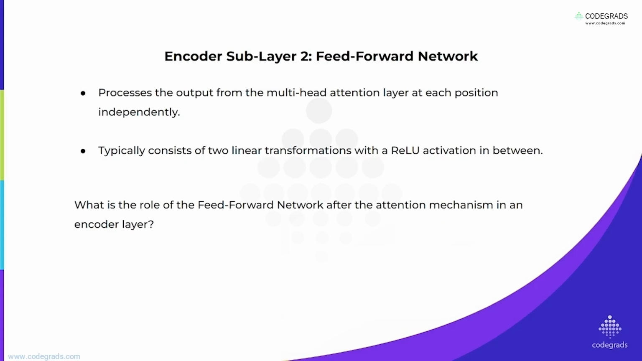Then we have the encoder sublayer, the second one, that is the feed-forward neural network. As per the definition, it processes the output from the multi-head attention layer at each position independently. It typically consists of two linear transformations with a ReLU activation in between. After the attention mechanism, each word vector goes through a small neural network. It applies non-linearity using the ReLU activation function and learns deeper features. This is done independently for each word. So you can consider it as a neural network which has the ReLU activation function and learns deeper features.